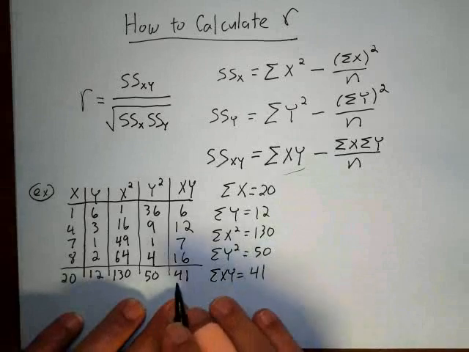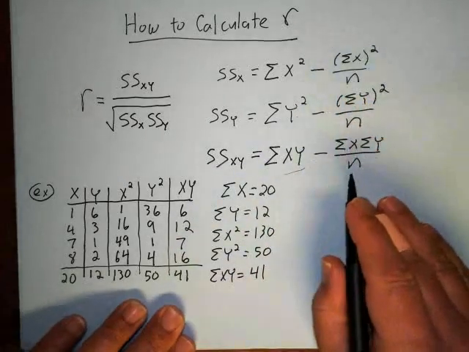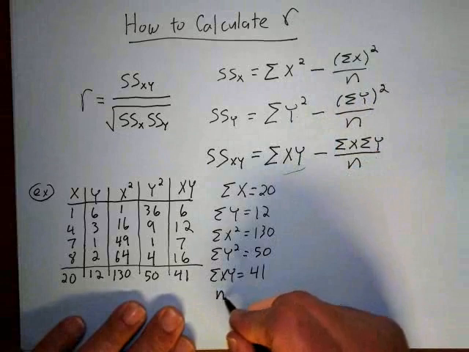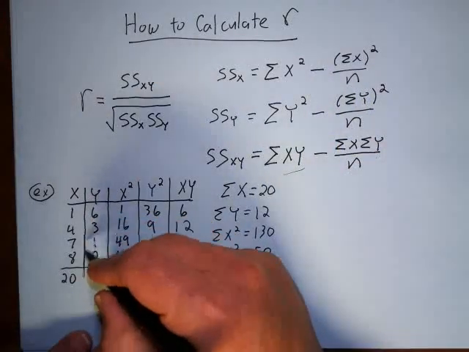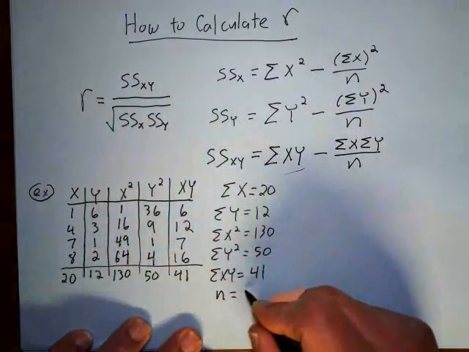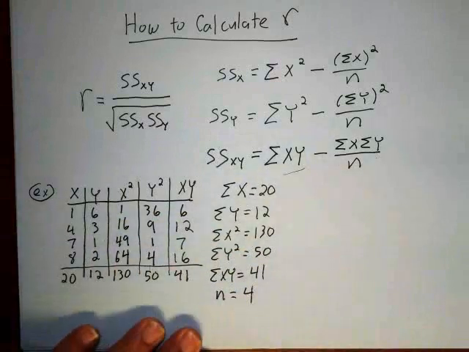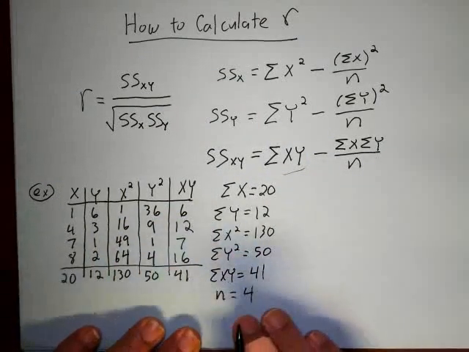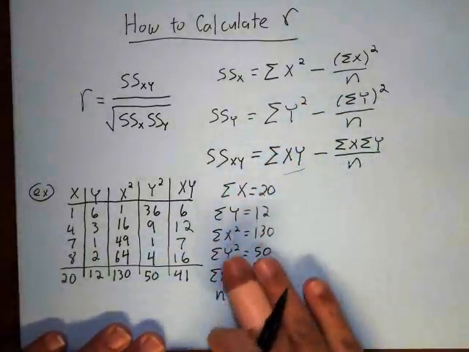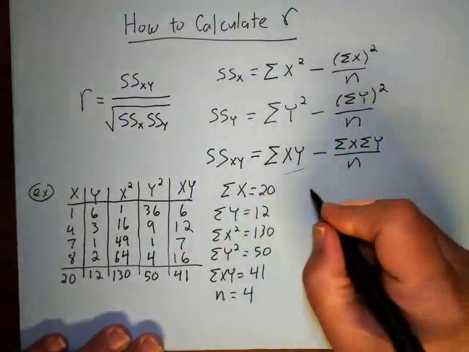And the one thing that we don't have here that we need for these formulas is n. And so n is just the number of ordered pairs, or the number of rows in the table. So in this case, n is 4. Okay? And so now we have everything for these formulas.